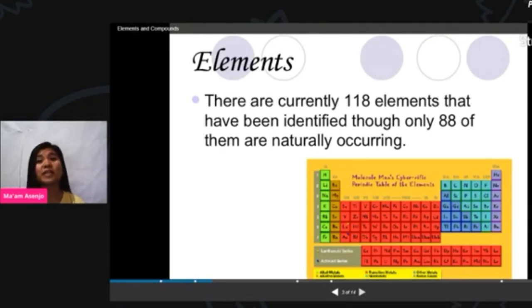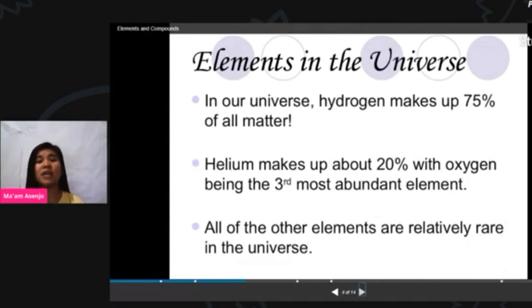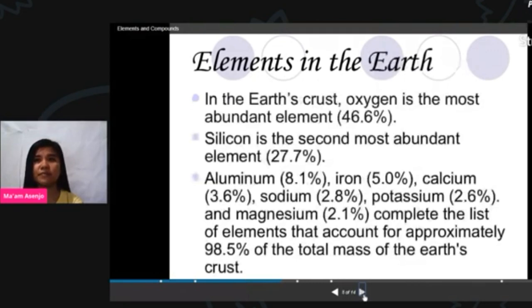There are currently 118 elements that have been identified, though only 88 of them are naturally occurring. In our universe, hydrogen makes up 75% of all matter. Helium makes up about 20%, with oxygen being the third most abundant element. All of the other elements are relatively rare in the universe. So these are the elements on the earth.